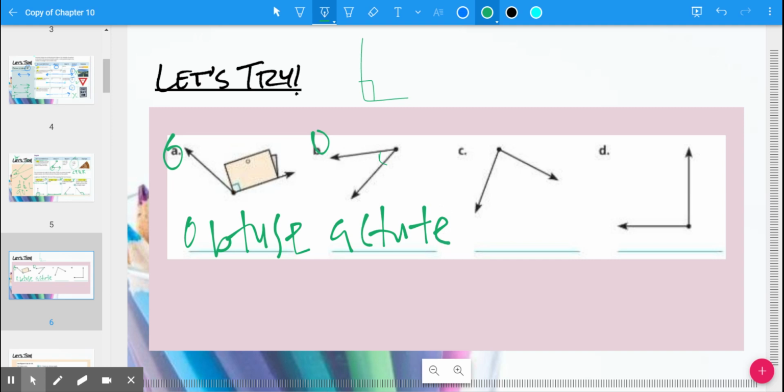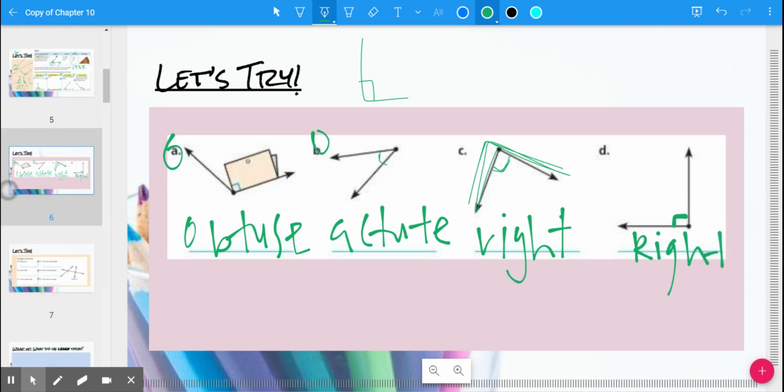Here, I'm looking at C, and it's a little bit tricky because it's facing down. But if I take a look, it looks to me like this is going to have a perfect L. It's an upside down L, but it is a perfect L. So I'm going to go ahead and say that that is a right angle. And then over here, I'm noticing that perfect angle too, and I'm going to say this one is a right angle as well.